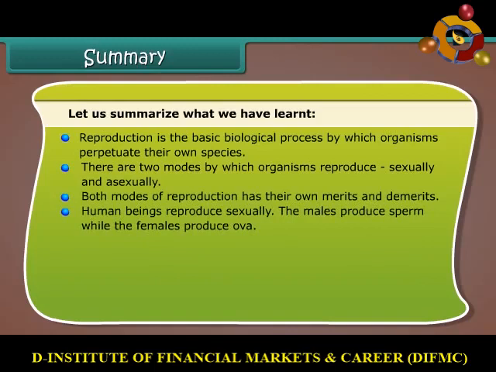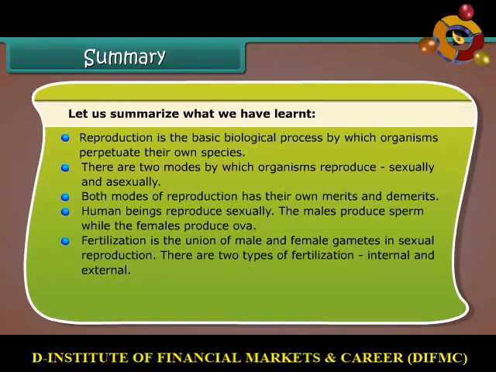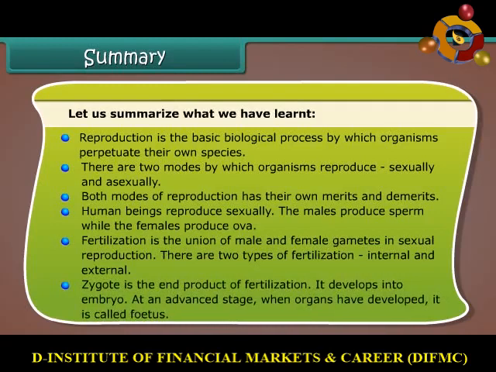Human beings reproduce sexually. The males produce sperm, while the females produce ova. Fertilization is the union of male and female gametes in sexual reproduction. There are two types of fertilization: internal and external. Zygote is the end product of fertilization. It develops into embryo. At an advanced stage, when organs have developed, it is called fetus.